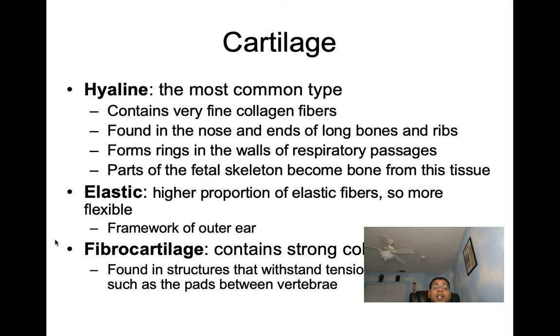The third type then is fibrocartilage. Fibrocartilage has strong collagen fibers. This type of cartilage is going to be found in structures that withstand tension and pressure, such as the intervertebral discs and the wedges in our knee joints.